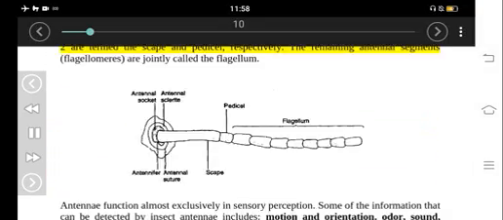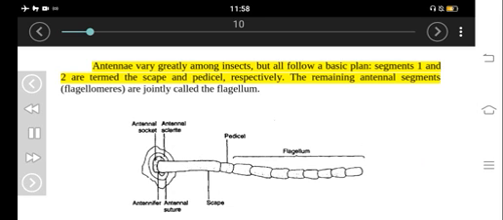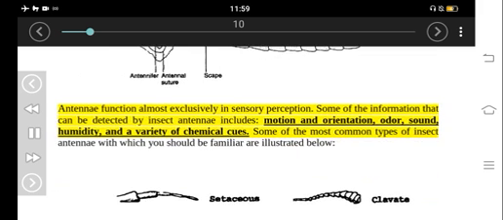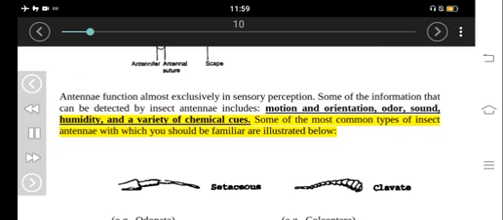Antennae vary greatly among insects, but all follow a basic plan. Segments 1 and 2 are termed the scape and pedicel, respectively. The remaining antennal segments, flagellomeres, are jointly called the flagellum. Antennae function almost exclusively in sensory perception. Some of the information that can be detected by insect antennae includes motion and orientation, odor, sound, humidity, and a variety of chemical cues. Some of the most common types of insect antennae with which you should be familiar are illustrated below.